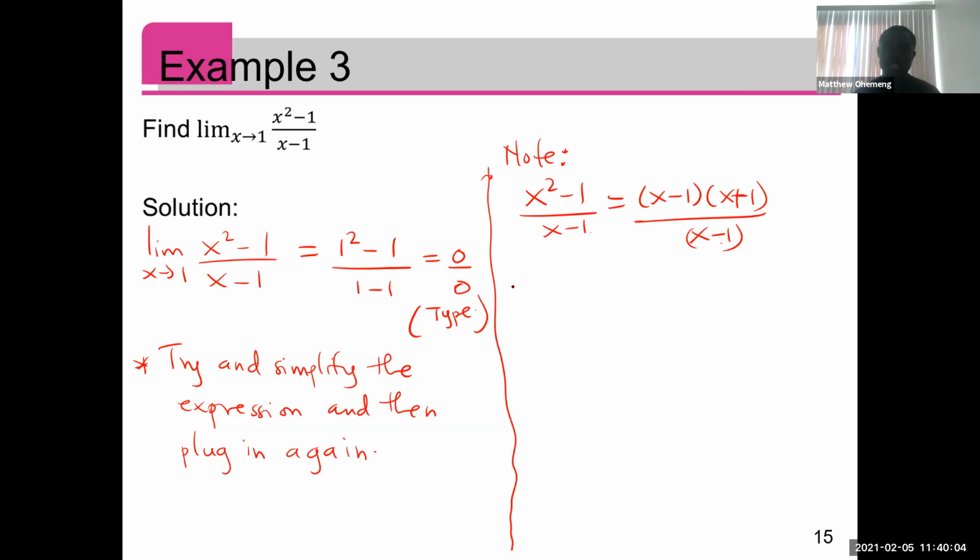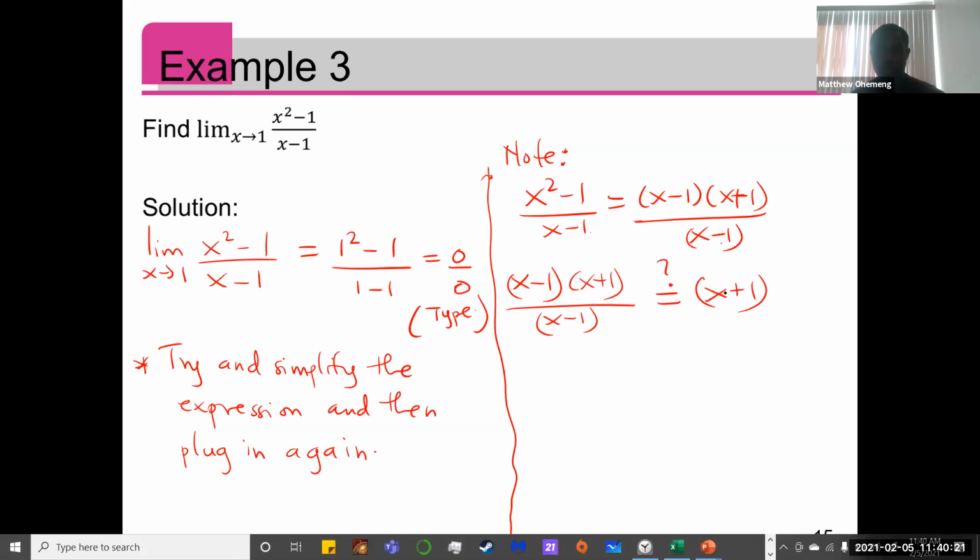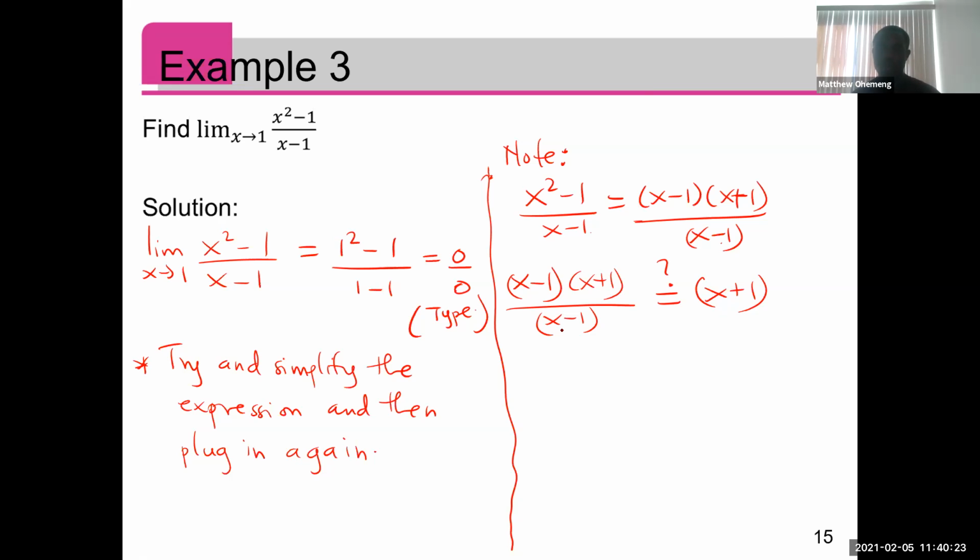Now the question is, what's the difference between x minus 1 times x plus 1 all over x minus 1, and x plus 1? Is this equal to x plus 1? What do you say? Is this equal to this? In the normal algebraic sense, what will you say? Is it true? Okay, so I have yes. Do you have someone agreeing to this or a different answer?